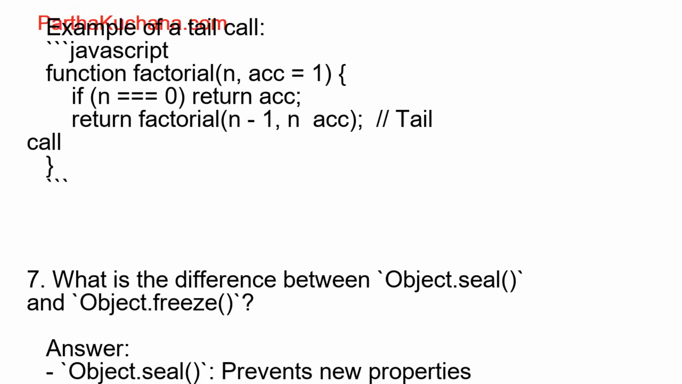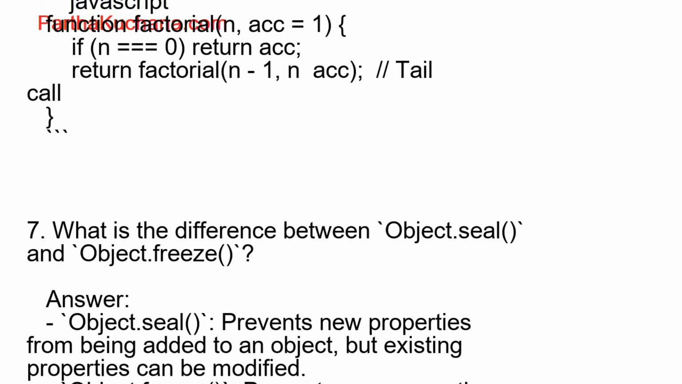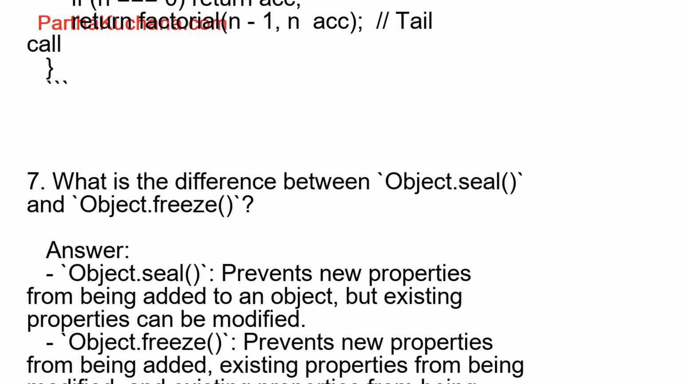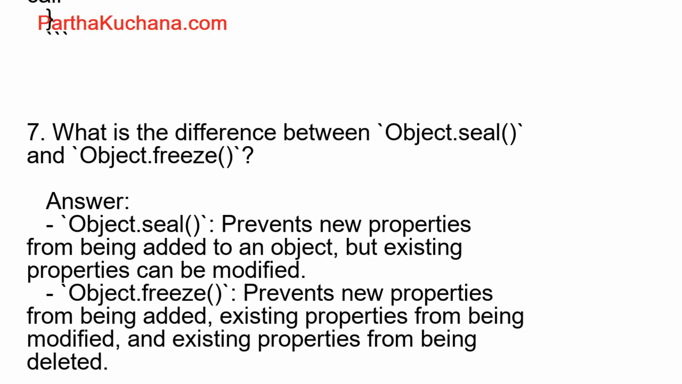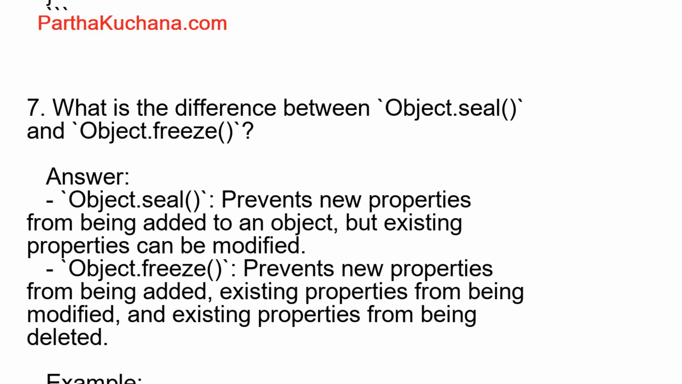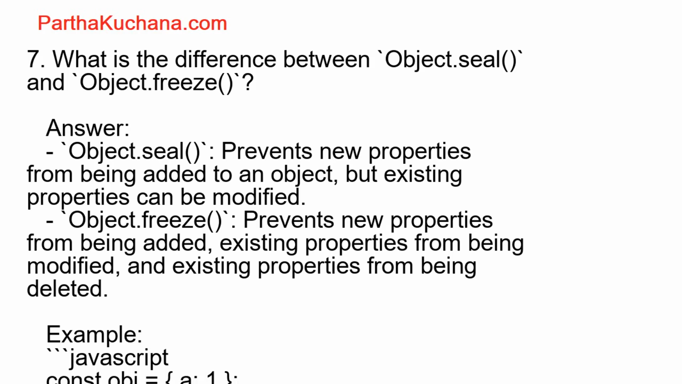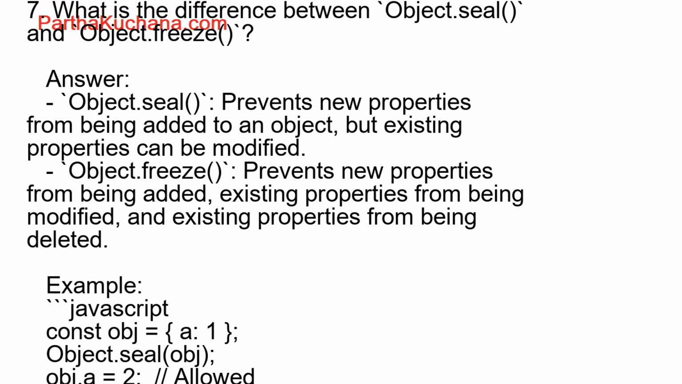Example. JavaScript. const obj = {a: 1}. Object.seal(obj). obj.a = 2 // allowed. obj.b = 3 // not allowed. Object.freeze(obj). obj.a = 3 // not allowed.